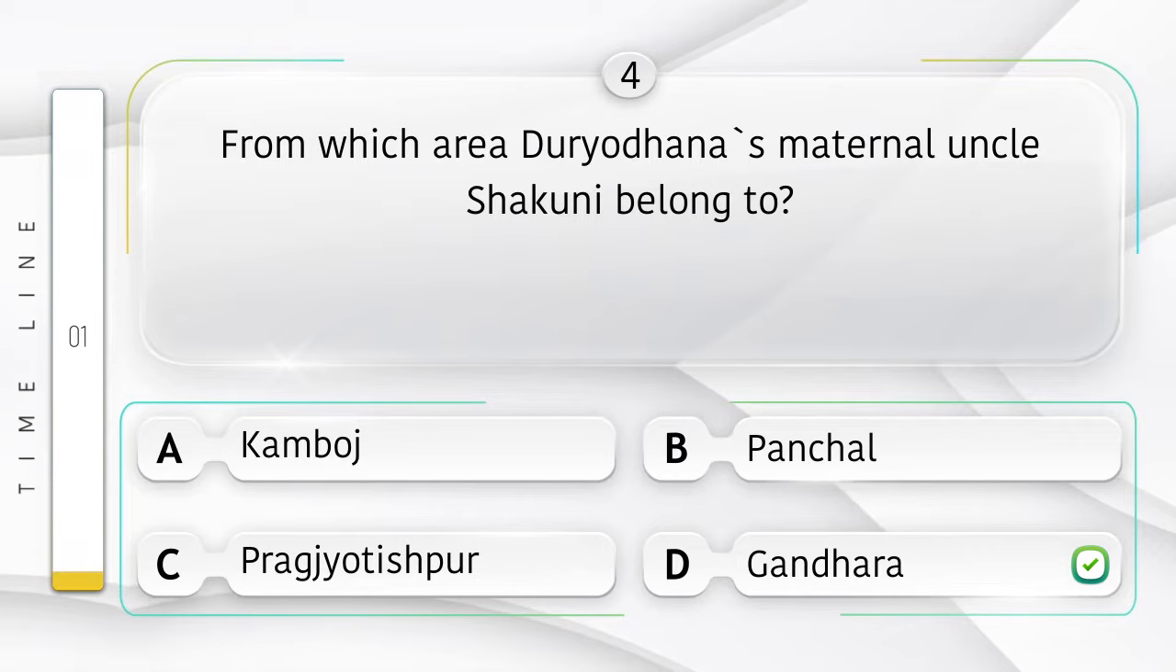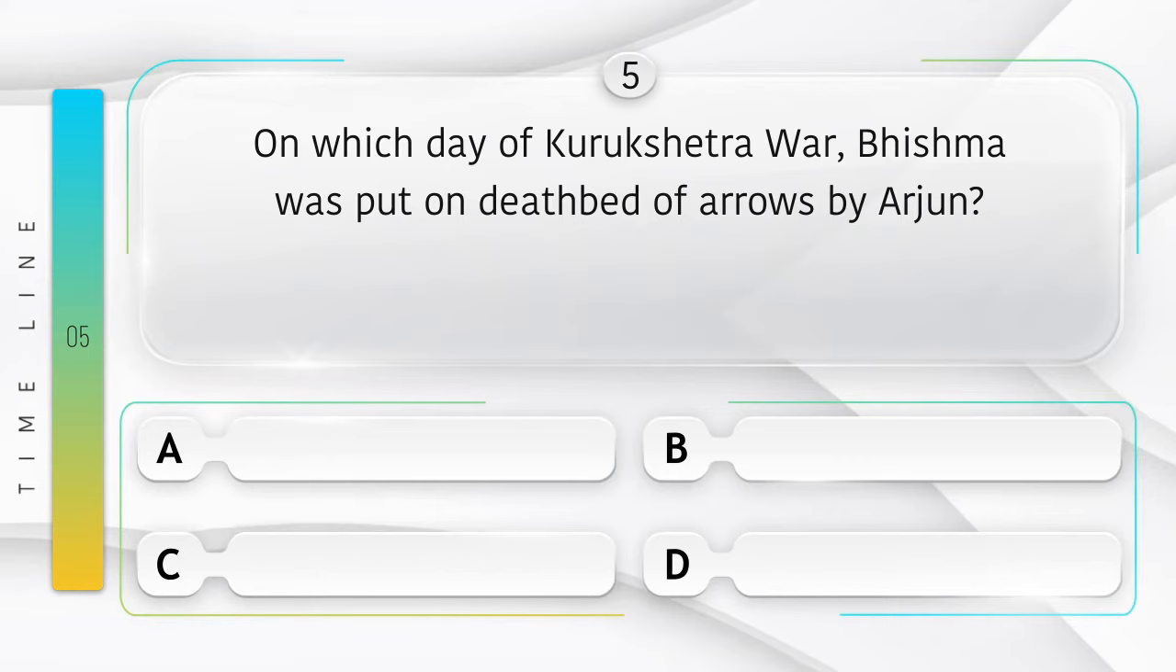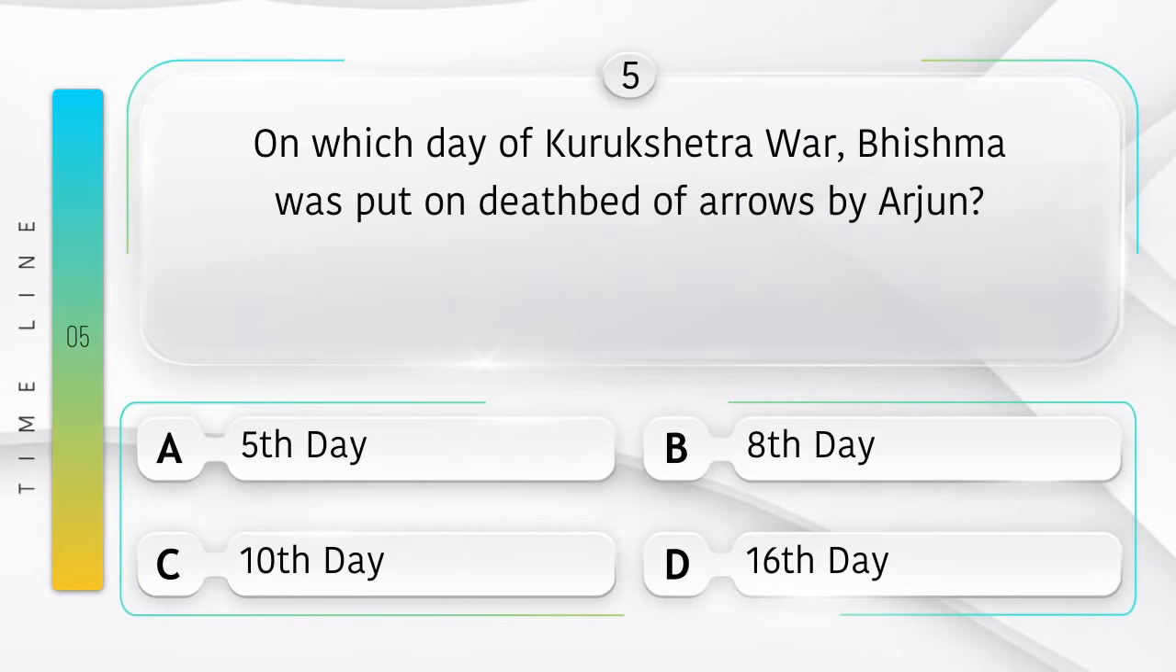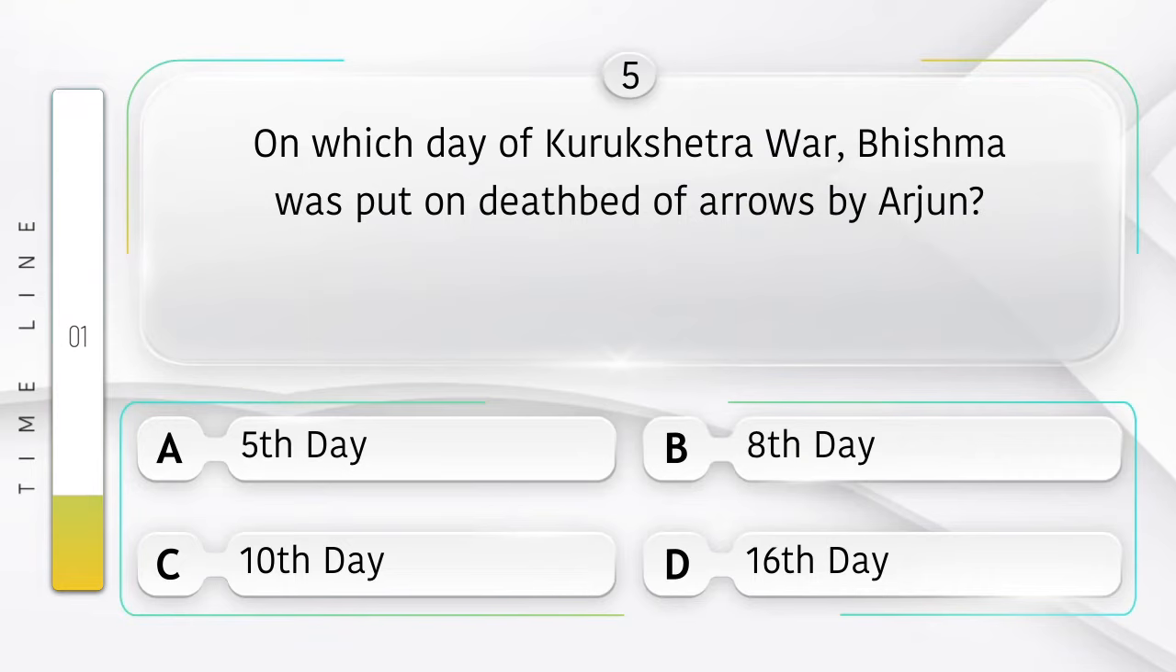On which day of the Kurukshetra war was Bhishma put on the deathbed of arrows by Arjun? Option A. 5th day, B. 8th day, C. 10th day, D. 16th day. Answer is option C. 10th day.